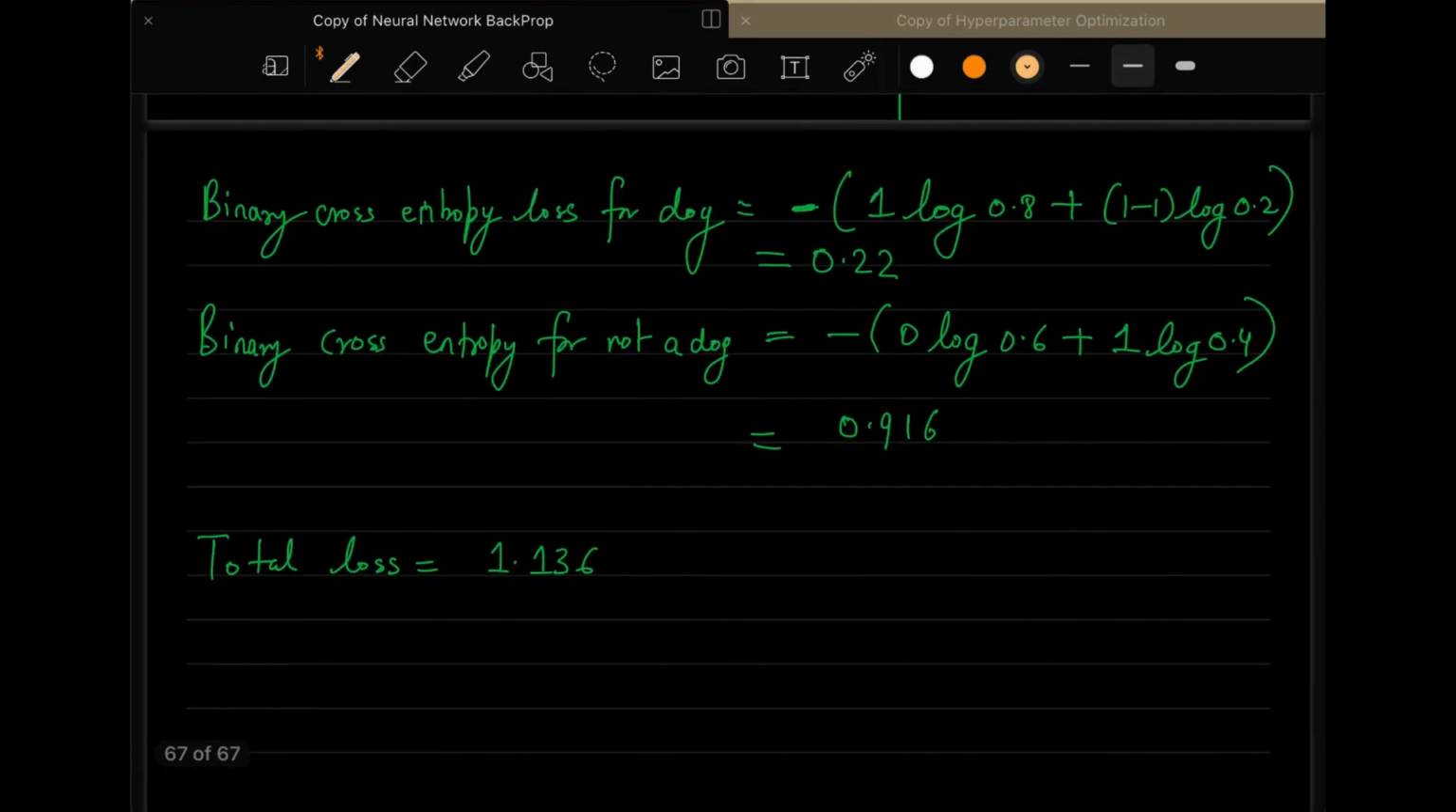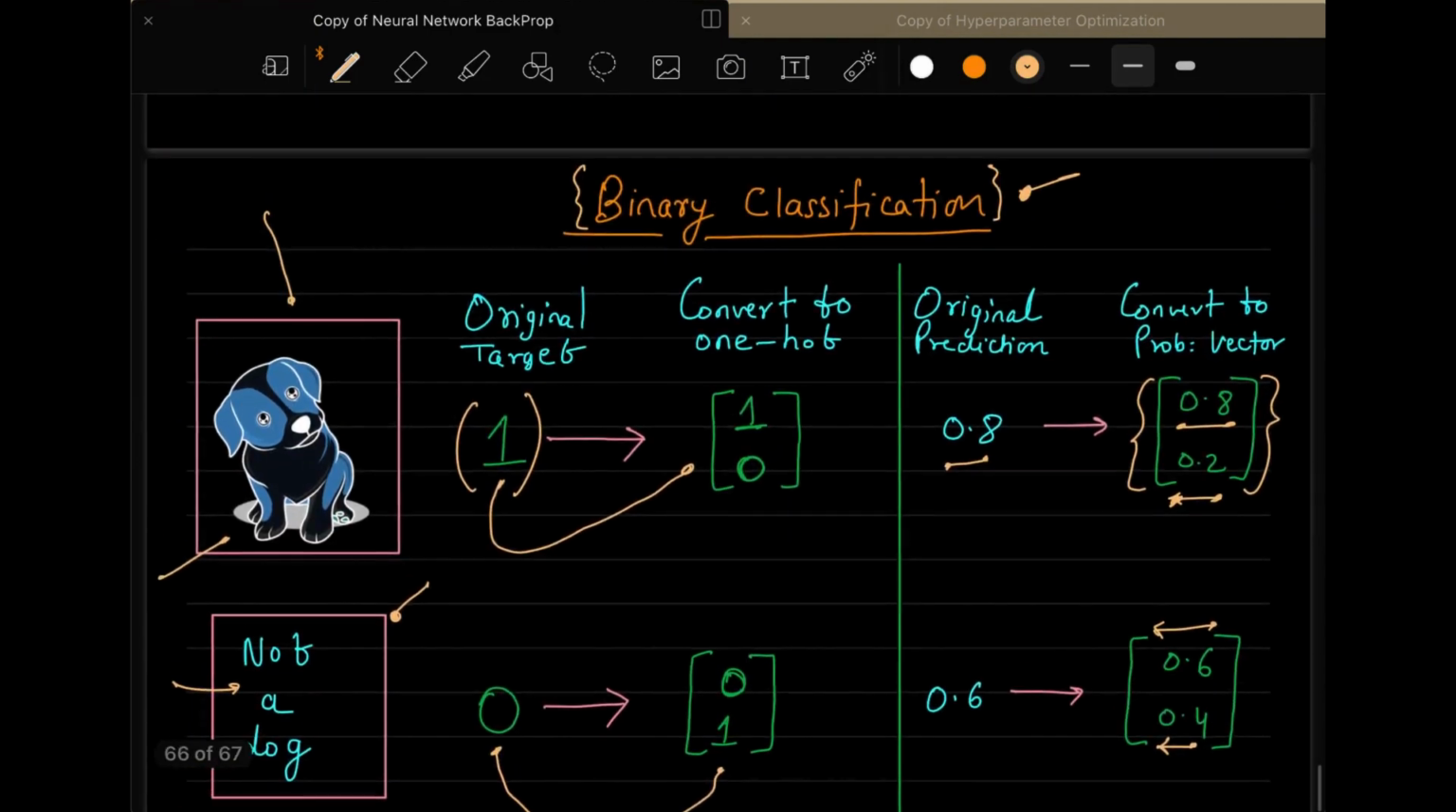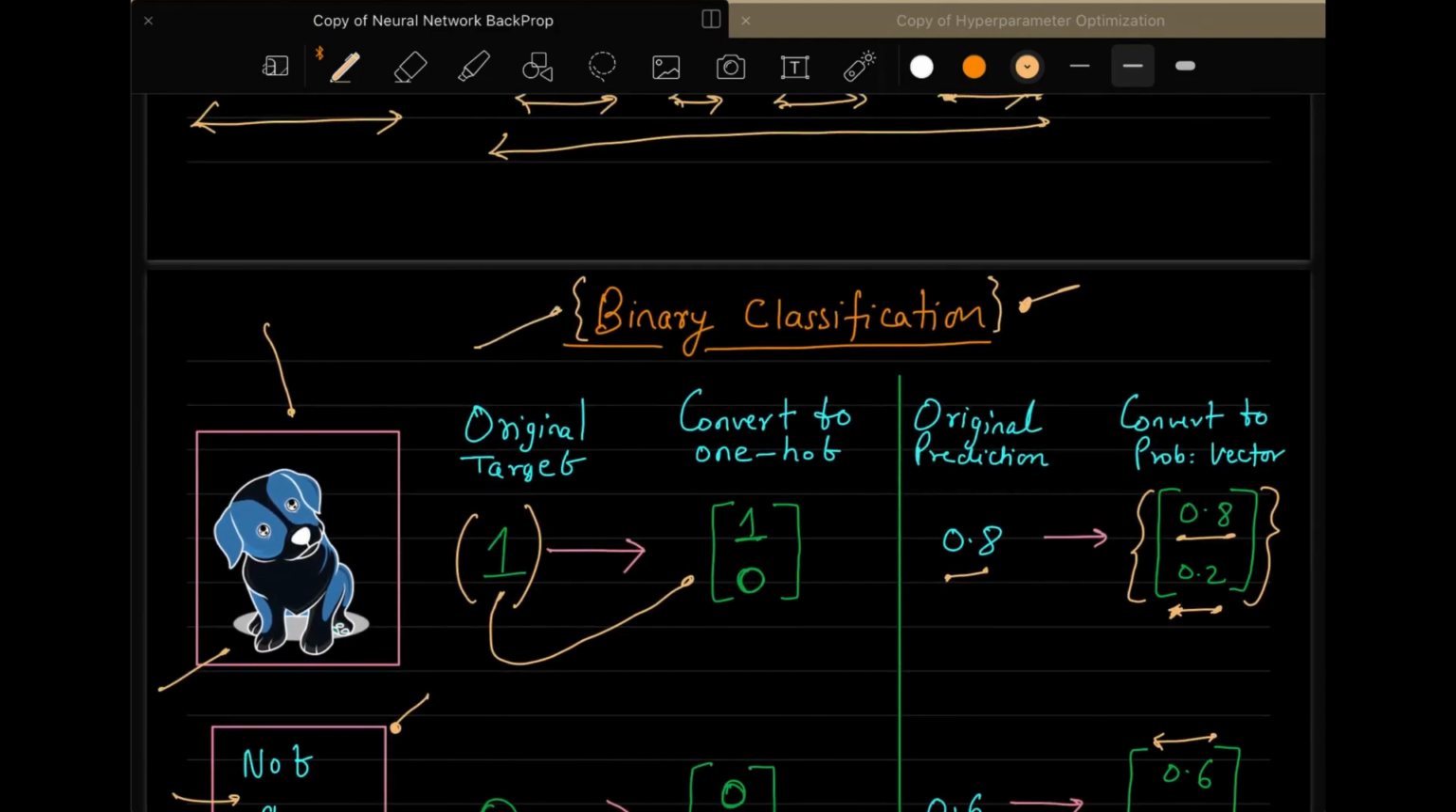So this is showing you the binary cross entropy loss, then we have the binary cross entropy for dog, and then you add that together. So this value in this particular situation is this one.